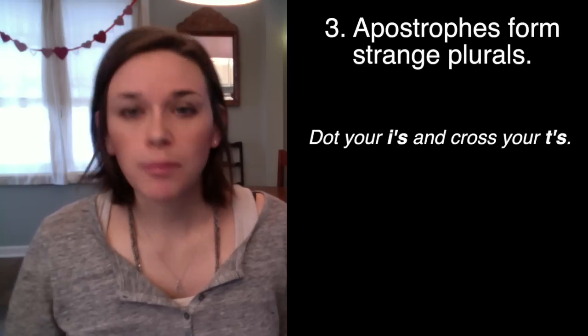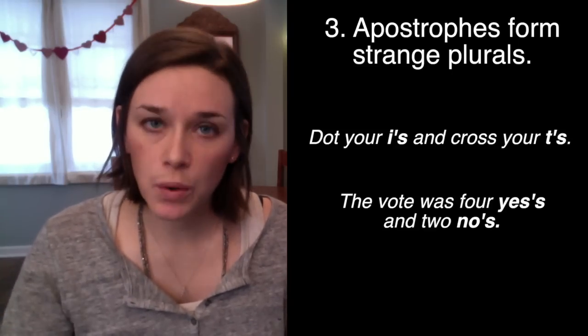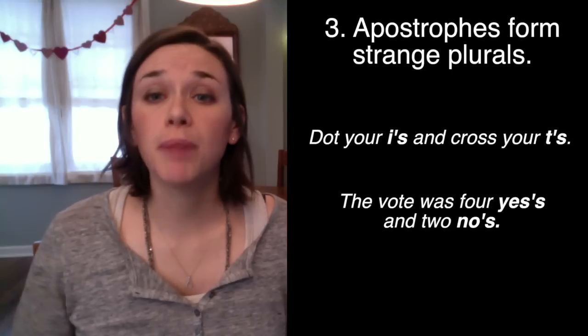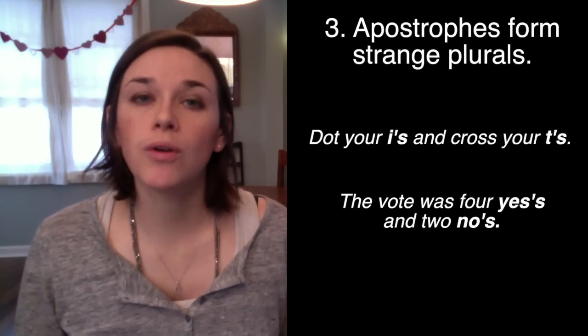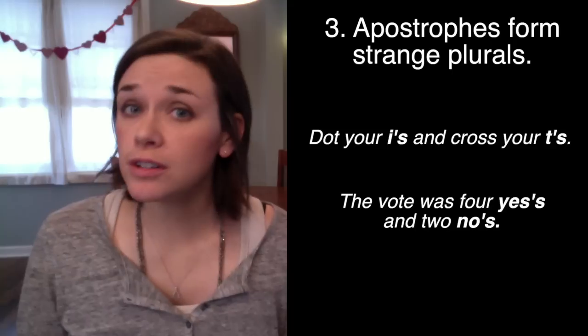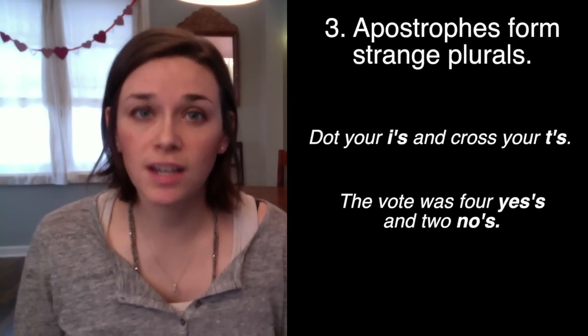And here's another example. The vote was 4 yeses and 2 no's. We have used an apostrophe and an S in these words also to show that we're talking about plural forms of words, or more than one yes and more than one no. Now you know about all 3 purposes of the apostrophe.